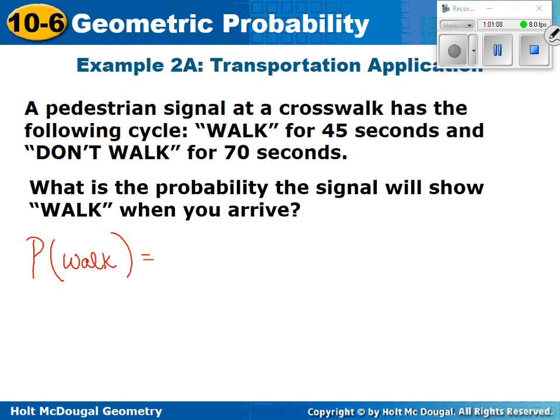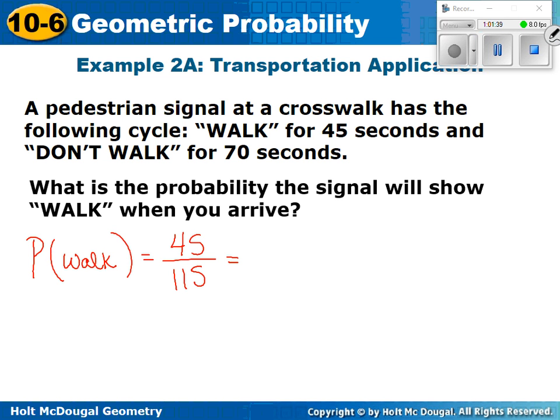How much time does it flash walk? 45 seconds. So that means 45 goes on the top. What's the total amount of time? 115. Where did you get 115 from? 70 and 45 together. So be careful there. It's flashing don't walk 70 seconds, walk for 45 seconds. So the total amount of time would be 115 seconds. And what does that reduce to as a fraction?